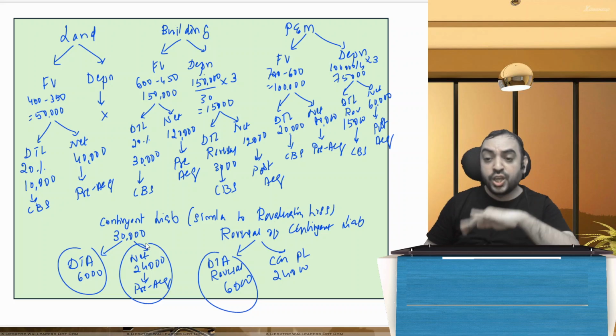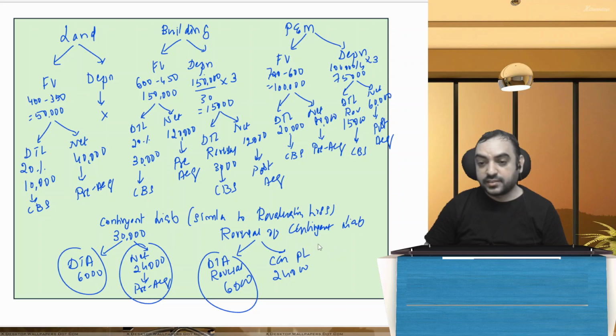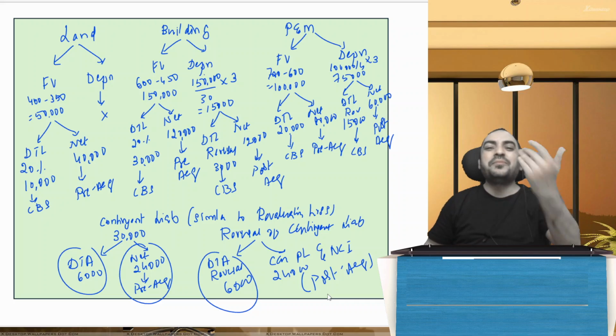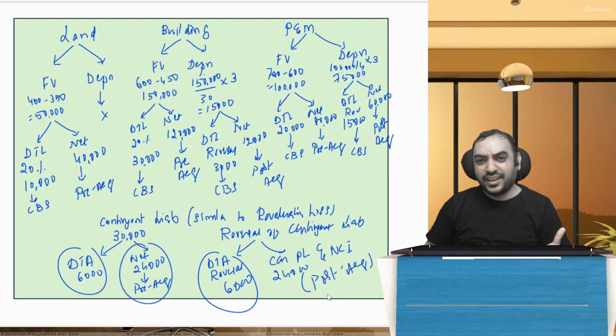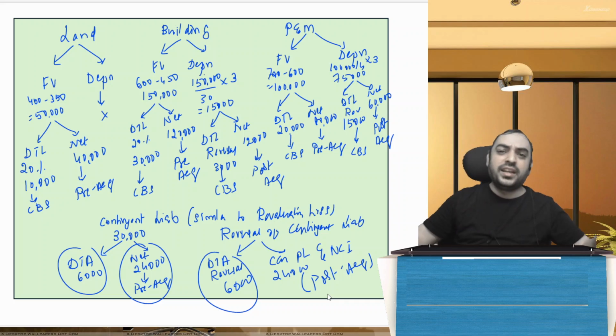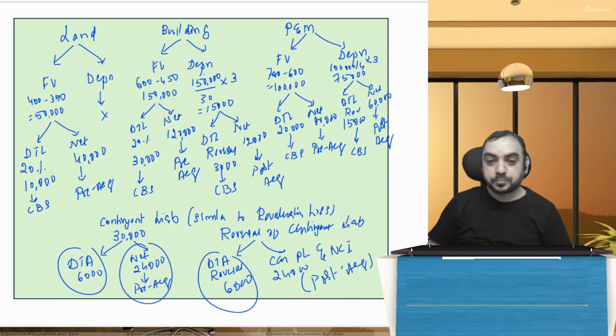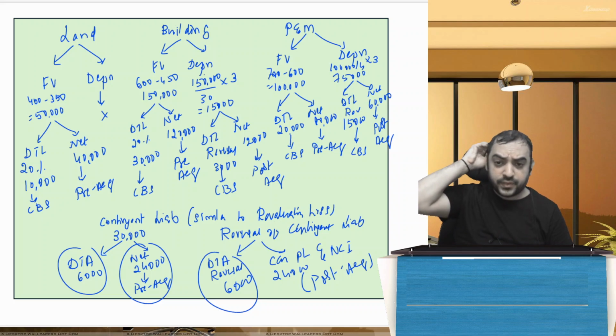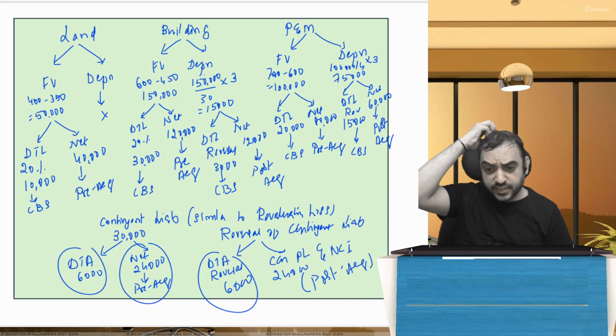Of course, it is distributed between CONPL and NCI. This is a post-acquisition element. You can treat it as a post-acquisition element. You are writing it back to the subsidiary company P&L. When you write it back to the subsidiary company P&L, it will be distributed to the owners, which is holding and NCI. Okay, so contingent liability and depreciation is done. Investment adjustment is also done.